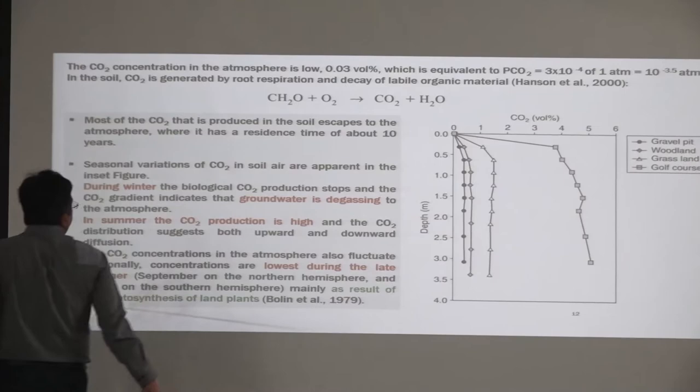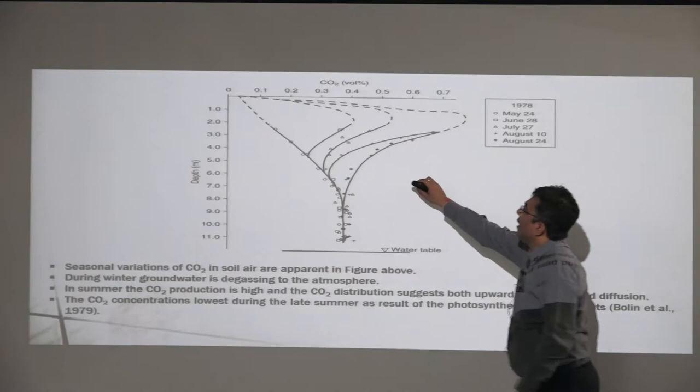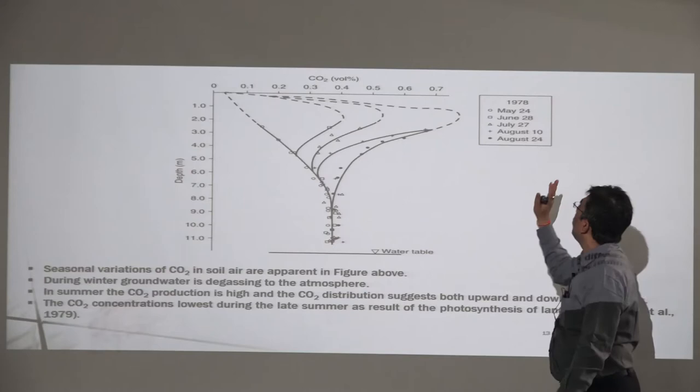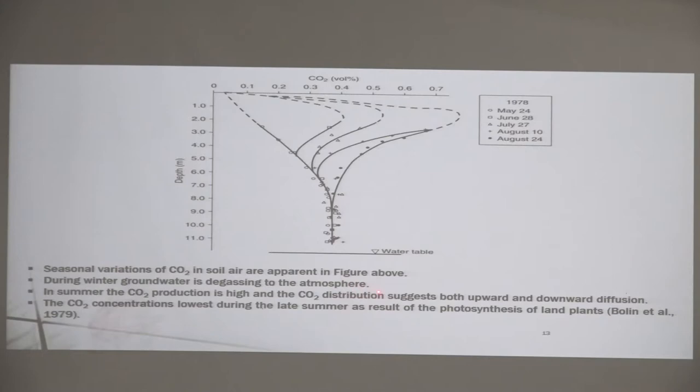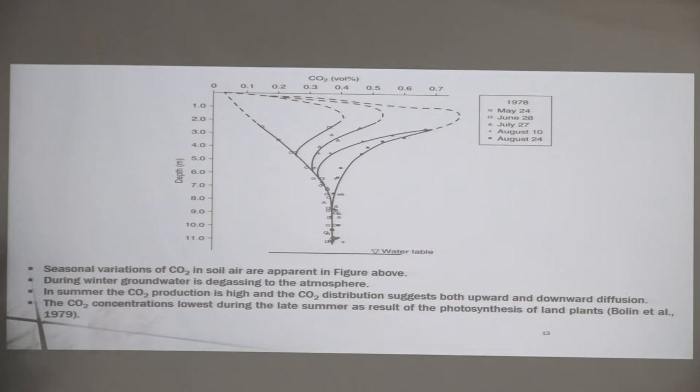So in that case, in summer, CO2 production is highest and lowest during the late winter. Of course, here again you can see, if there is a change in temperature, if there is a winter, then during winter, groundwater is degassing to the atmosphere. So maybe in August, this is the soil pressure. That's why I told you that this is a bit tricky. But of course there is a change between the seasonal variation and the CO2 in the soil.